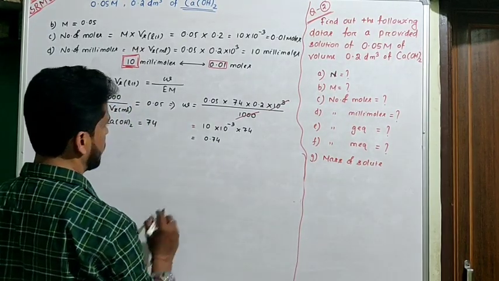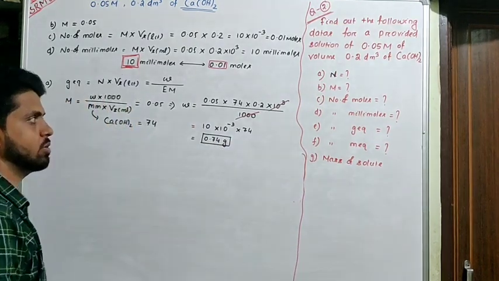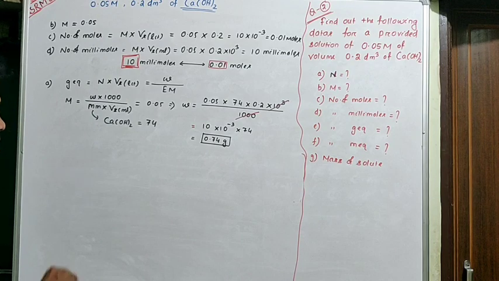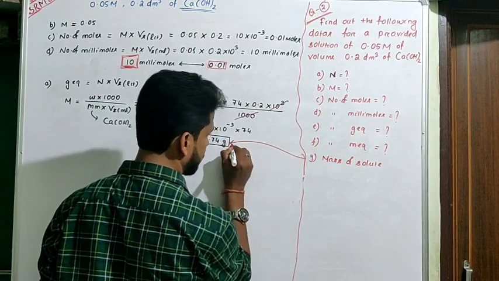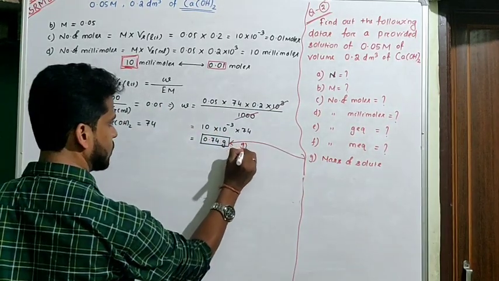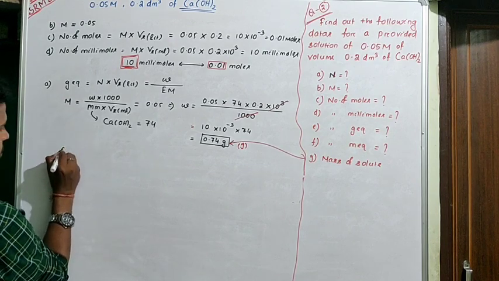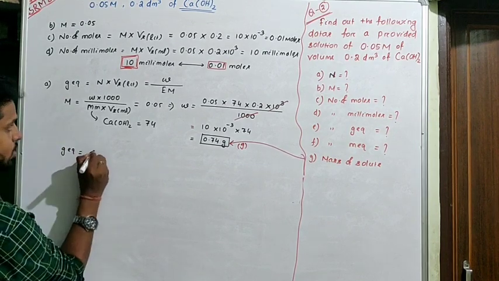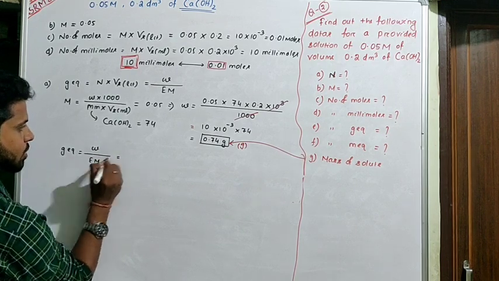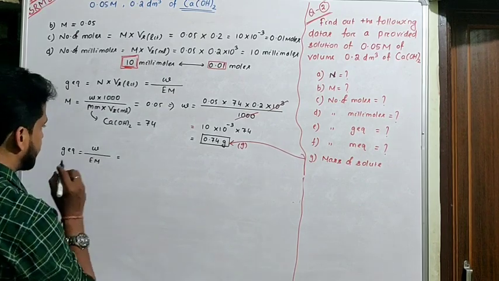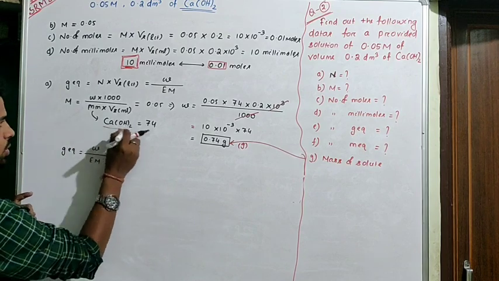0.74 gram. If the mass of the solute is 0.74, that is the answer for mass of the solute, G. Right? So what is the number of gram equivalents? Gram equivalent is mass of the solute by equivalent mass. So what is Ca(OH)2? It is a base.